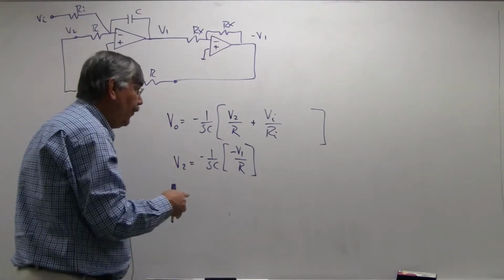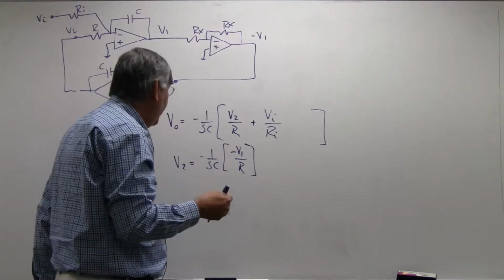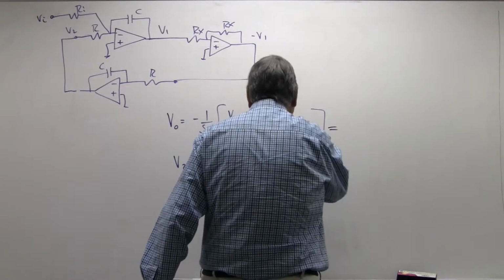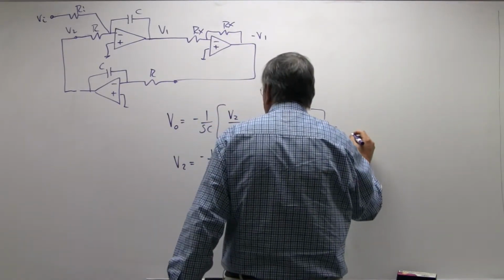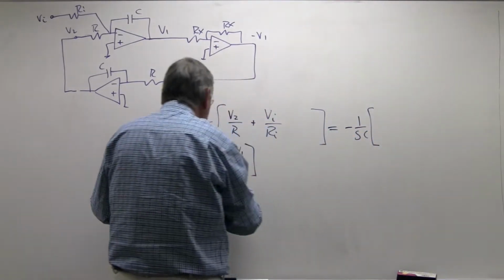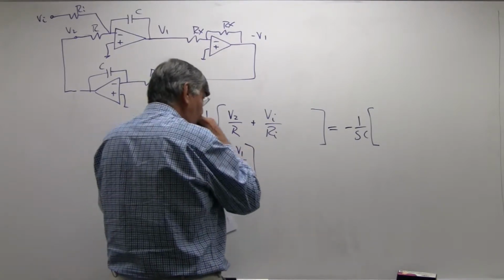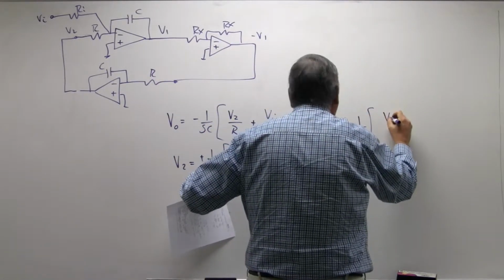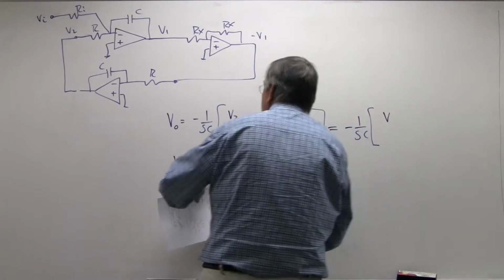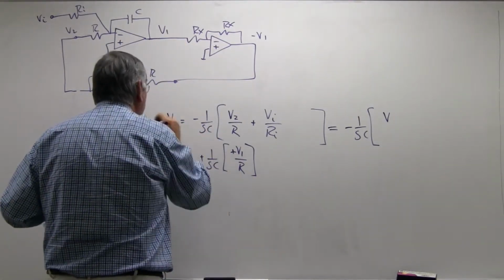And the strategy here is I'm going to eliminate V2 from this thing and get an expression for V1 in terms of just VI and V1. So this is going to be minus 1 over SC, and then V2 is going to be, these two things will cancel, the minus signs will cancel. So here I'm going to have V, wait a minute, this says V out, that's the wrong thing, that's what I was calling V1.